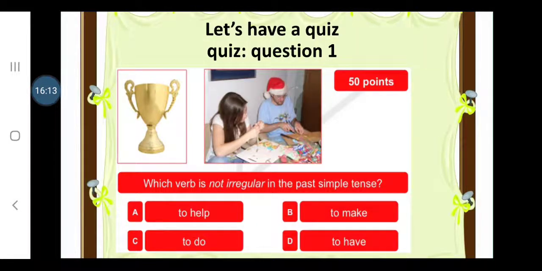Let's have a quiz. Quiz question number 1. Which verb is not irregular in the past simple tense? Is it to help, to make, to do, or to have? The answer is none.